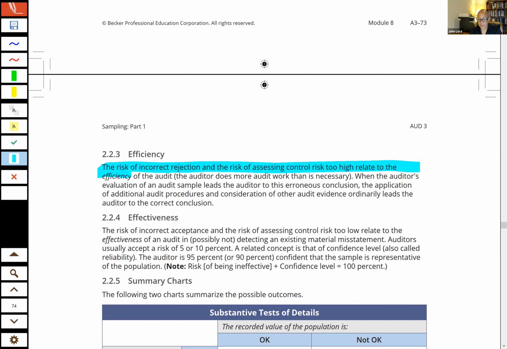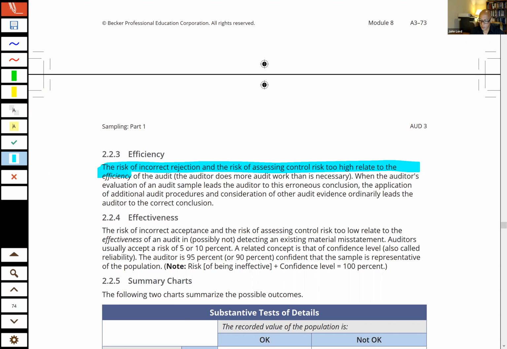Good. And extent is really what we're talking about here, because what's going to happen is I'm going to have a larger sample size. I'm going to look at more stuff. Good. And when you do that, you're doing that even though you had an effective control. So you're not being very efficient, right? Okay. Now, what happens? Risk of incorrect rejection.